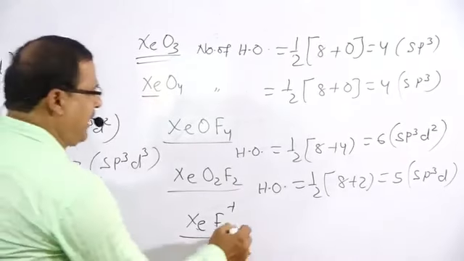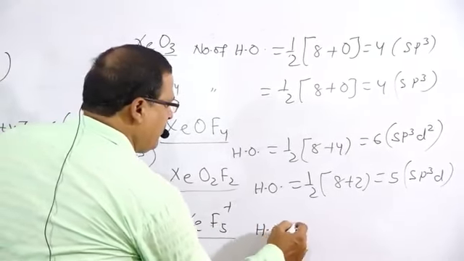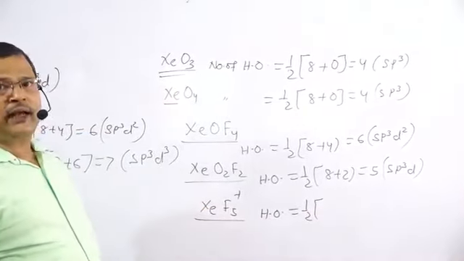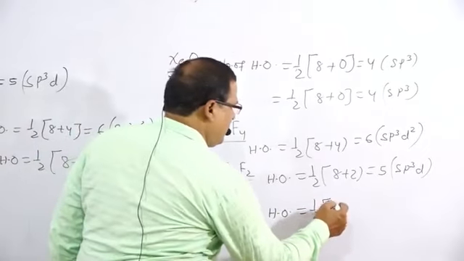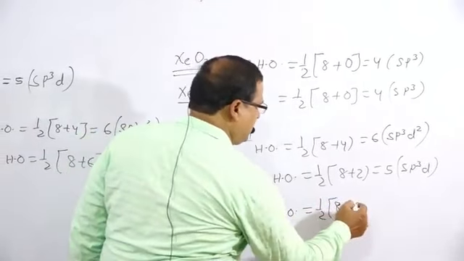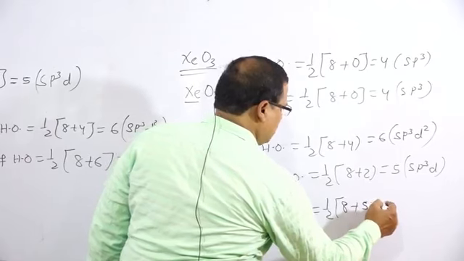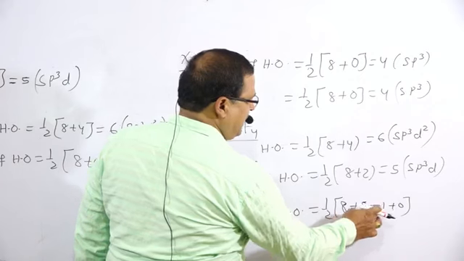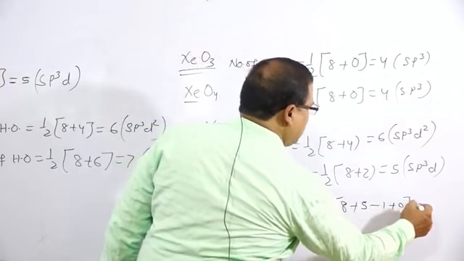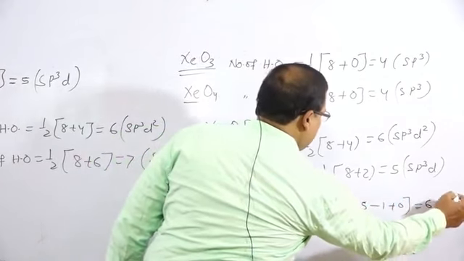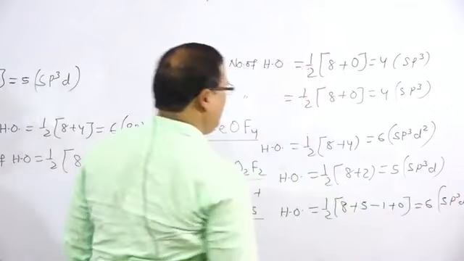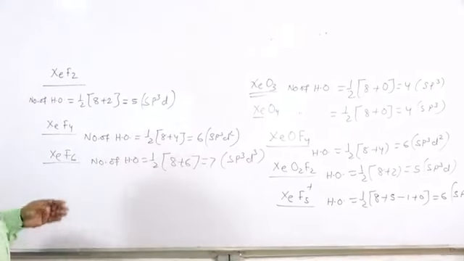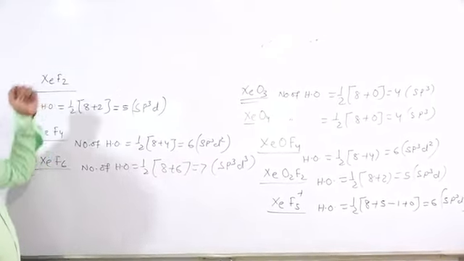XeF5 plus: number of hybrid orbitals, that is half of the xenon outermost shell, which contains 8 electrons, plus the number of monovalent atoms, that is 5, cation minus 1, plus 0. 8 plus 5, 13, minus 1, that is 12 by 2, that is 6, that is sp3d2. So these are the different hybridizations of the central atom by the application of the formula.